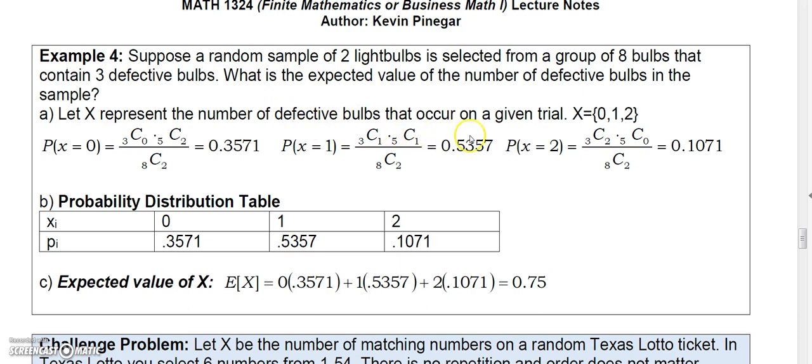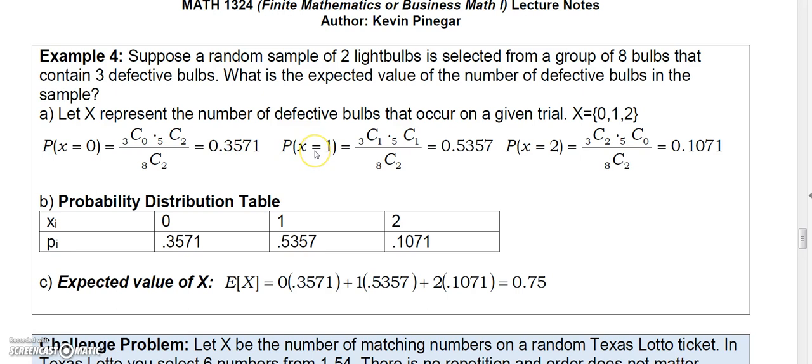Okay, so now let's talk about the probability of getting no defective bulbs. To get no defective bulbs, first of all, we know the total number of samples would be 8 choose 2. That's how many samples are possible. And then to get no defective bulbs, that would mean out of the 3 bad bulbs, you choose none, and out of the 5 good bulbs, you choose both bulbs from those. That came out to be 0.3571.